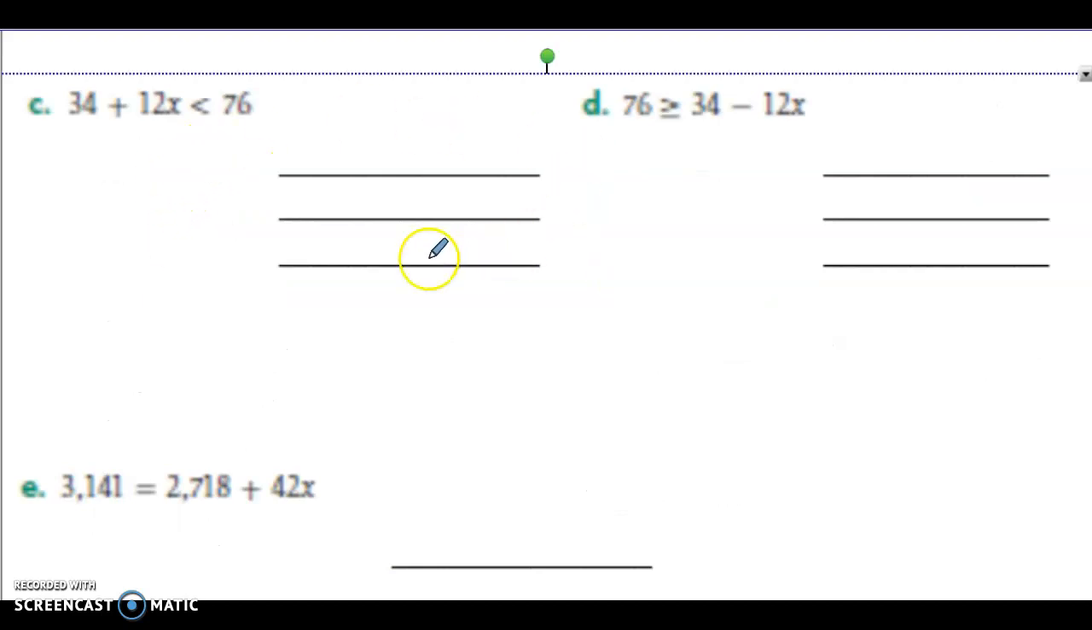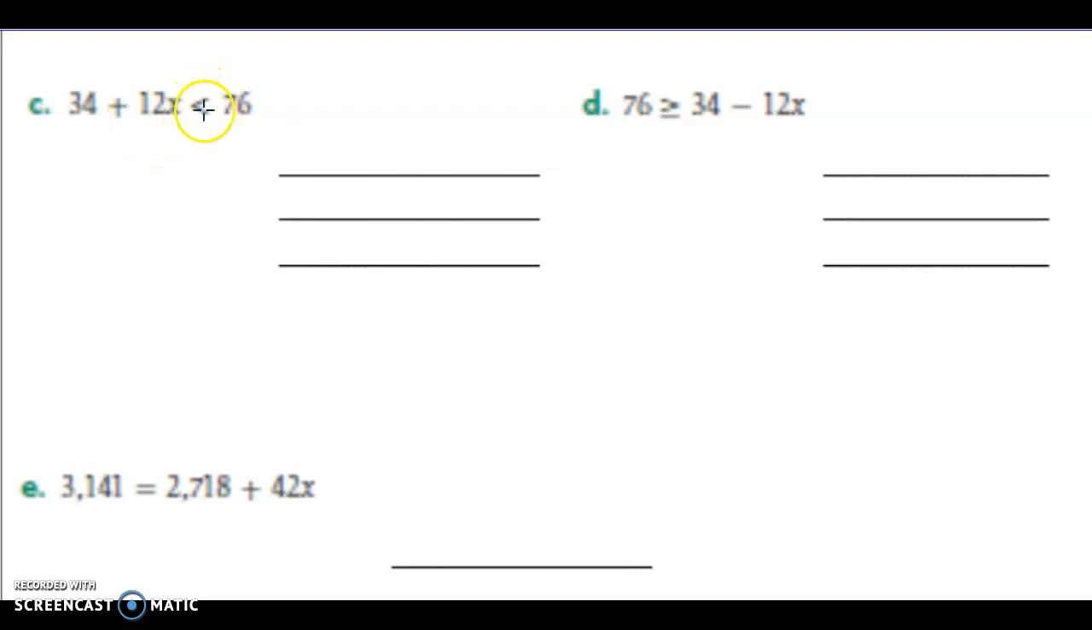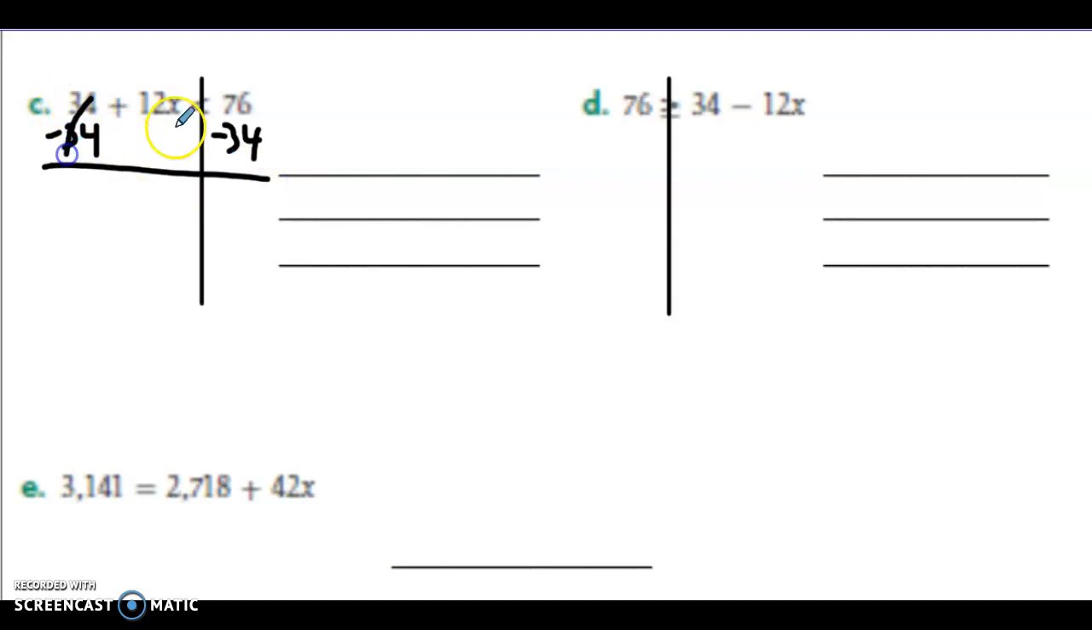All right, let's take a look at our next problems. We notice here on the back of the worksheet we have inequalities. The same as with the equal sign, we want to keep it organized by putting a line through the inequality. And we're going to do the same steps where we undo what's on the same side of the equation but furthest away. So we're going to undo this positive 34 by subtracting 34 on both sides. Subtract 34, subtract 34. That goes away. We copy down our 12x.